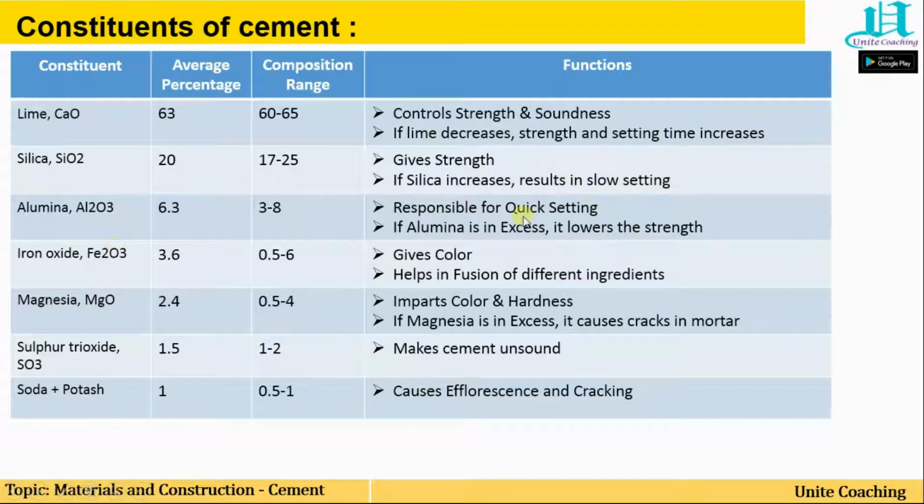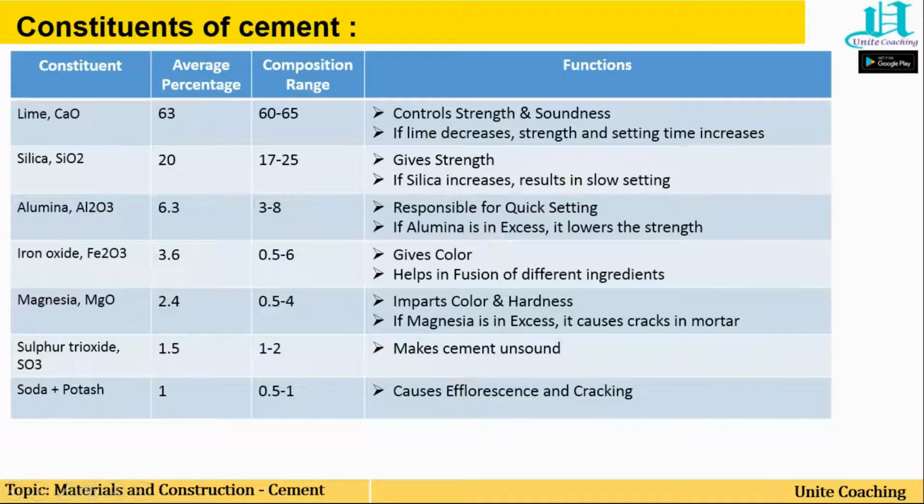Then alumina, it is responsible for quick setting. If you want to set the cement quickly, then you can increase the percentage, but it is generally in the range of 3 to 8%. And if alumina is in excess, then it lowers the strength. Remember this.